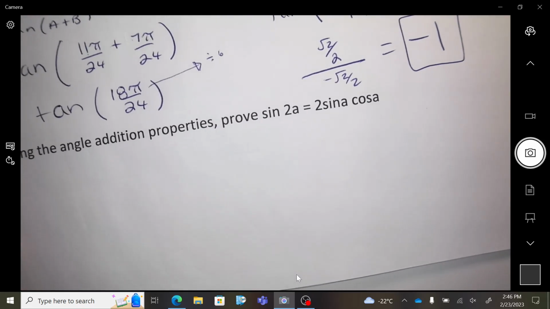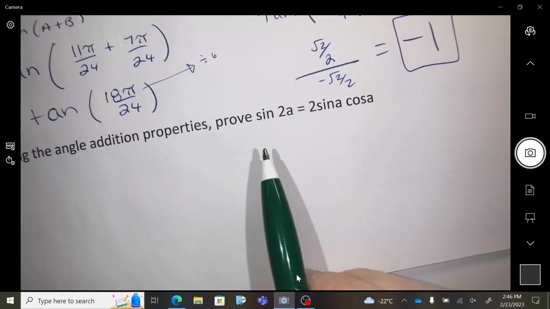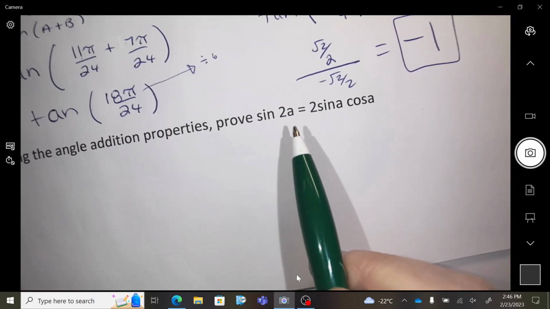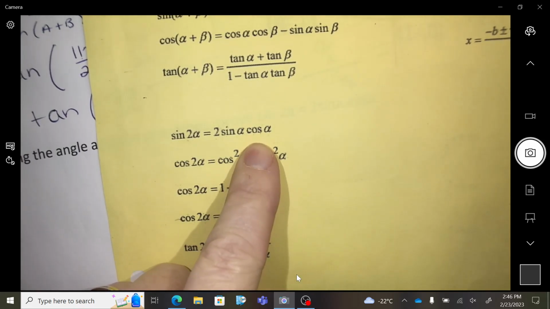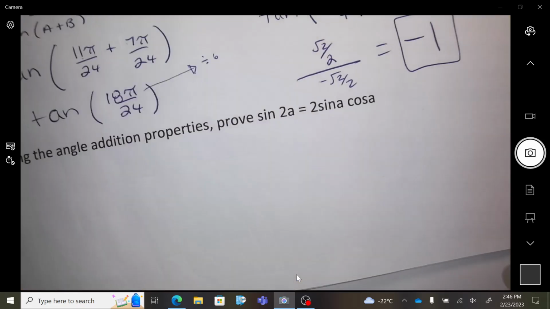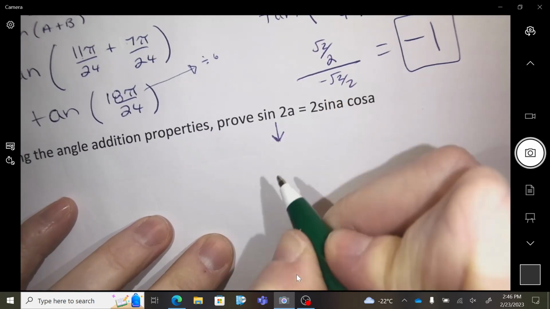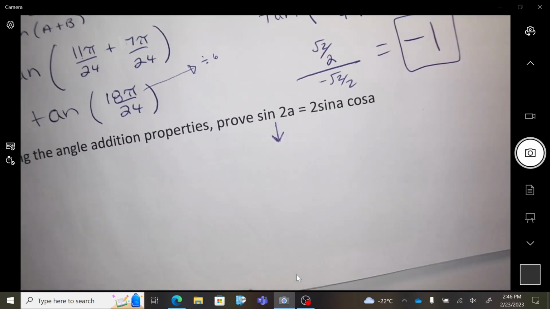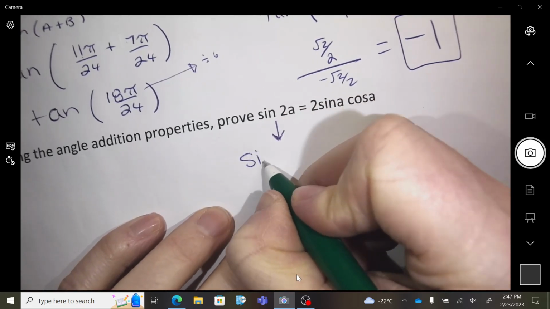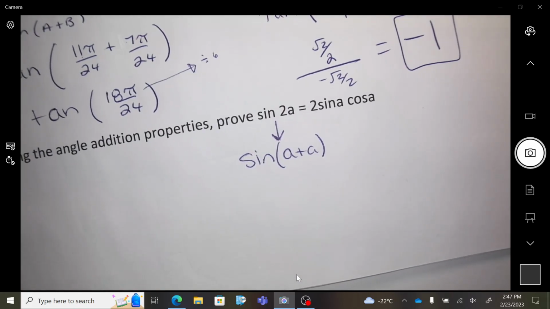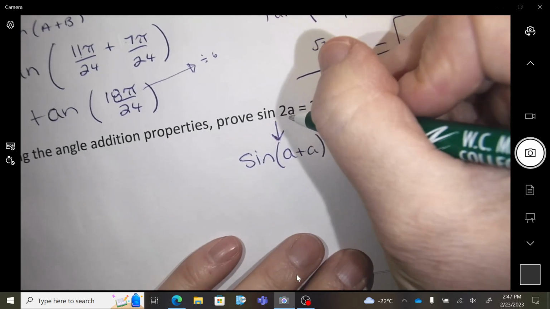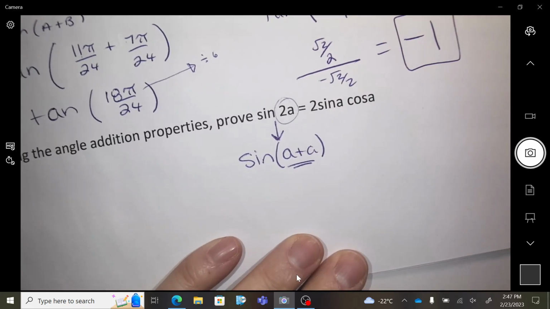Okay, we are going to do a little fun here. We're going to do a proof. We're going to prove this formula down here using the addition formula. Okay, so sine of 2a can be the same as sine of a plus a. Does that make sense to you? Yeah. Right? I replaced 2a with a plus a.